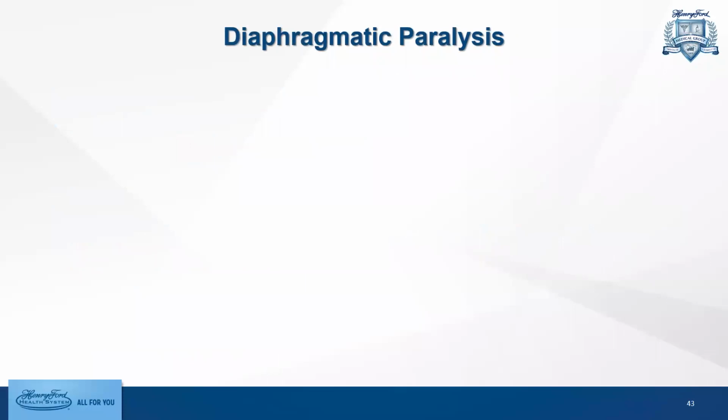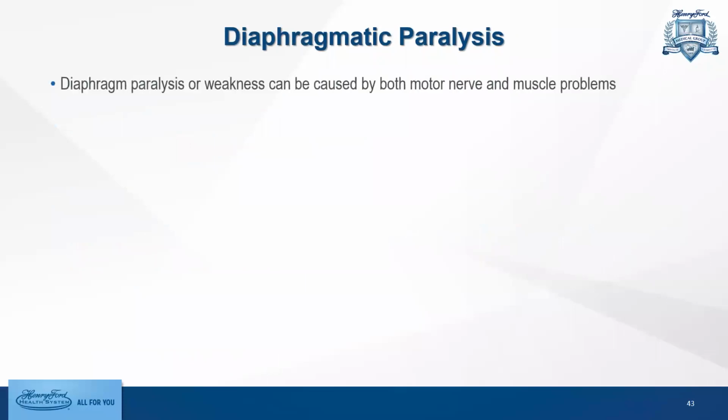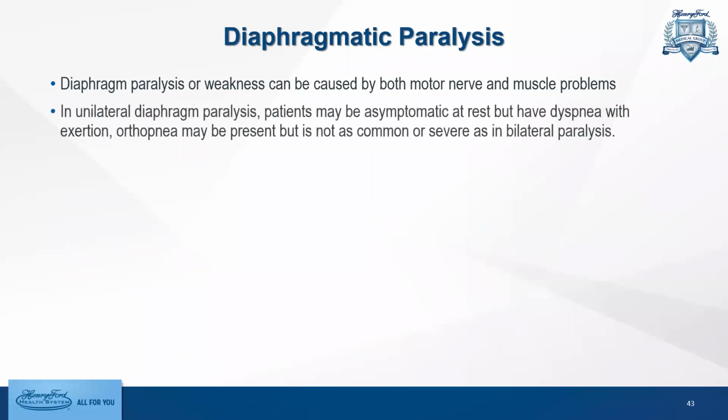One last honorable mention is diaphragmatic paralysis. It can be caused by both motor nerve and muscle weakness. Whenever you have a unilateral diaphragmatic paralysis, patients may be asymptomatic at rest, but they can have dyspnea with exertion. Orthopnea can be present, but it's usually more common if you have bilateral paralysis, because the diaphragm goes up and all the abdominal contents press on the diaphragm.